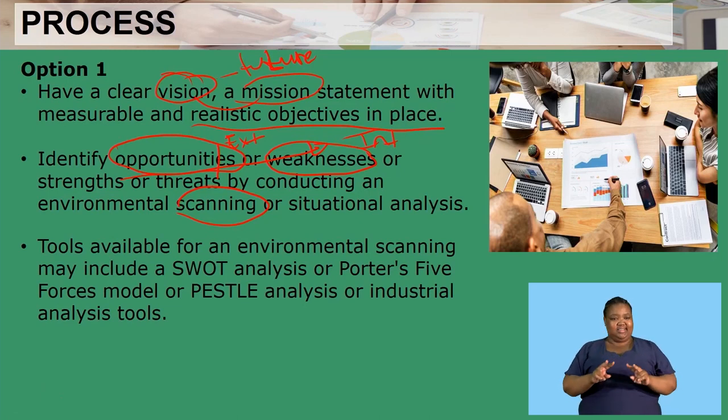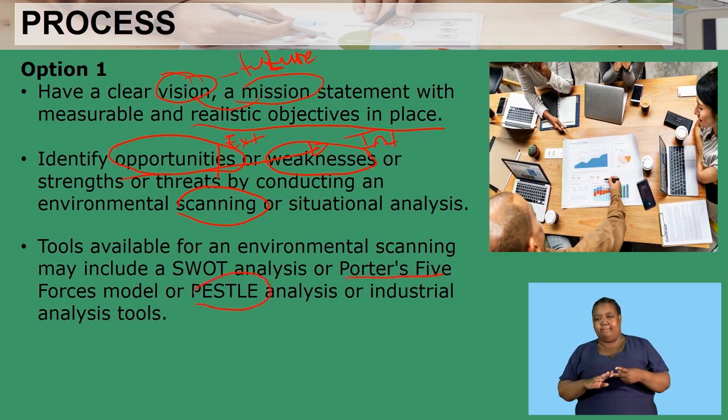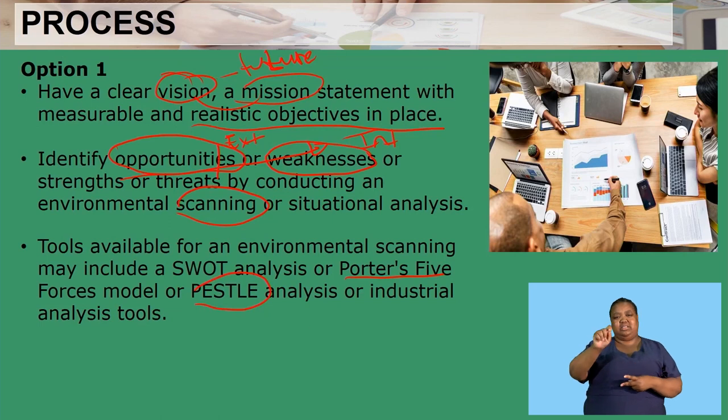The third thing that we're going to do: the tools available for an environmental scanning may include the SWOT analysis, Porter's 5 Forces model, or the PASTEL. And what do we call them? We call these the industrial analysis tools. Please do not forget, the industrial analysis tools comprise those three things: the SWOT analysis, Porter's 5 Forces model, and the PASTEL analysis. We're going to explain more in another lesson, but for now you must know the industrial analysis tools. That's what we're going to use to scan the environment.